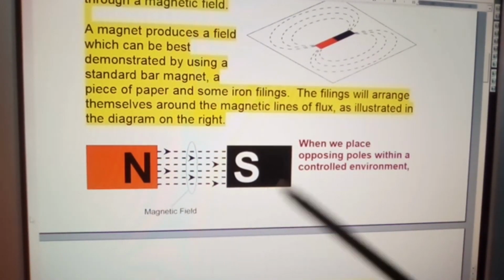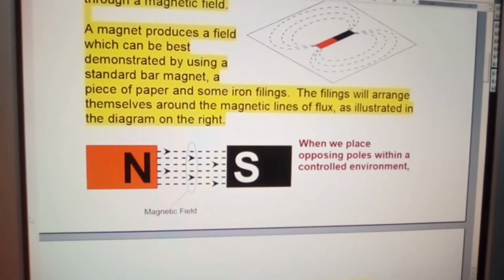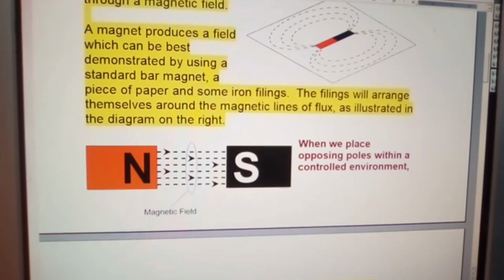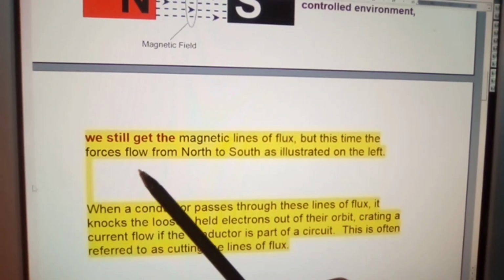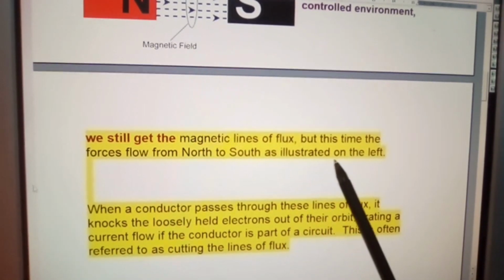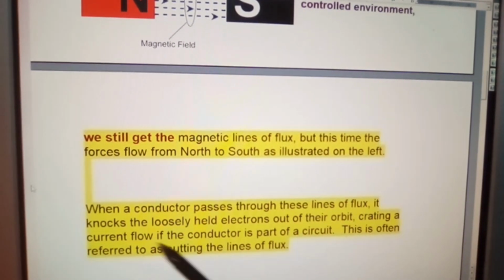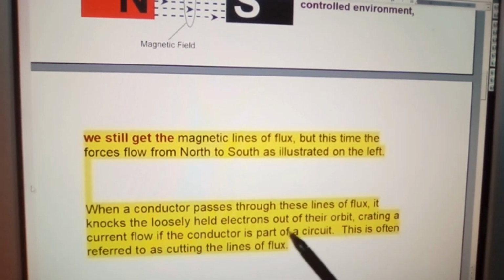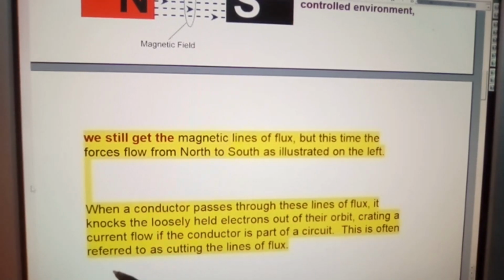When we place opposing poles within a controlled environment, and that's our magnetic field, north and south, we will get the magnetic line of flux, but this time the forces flow from north to south, as illustrated on the left. When a conductor passes through these lines of flux, it knocks the loosely held electrons out of their orbit, creating a current flow. If the conductor is part of a circuit, this is often referred to as cutting the lines of flux.